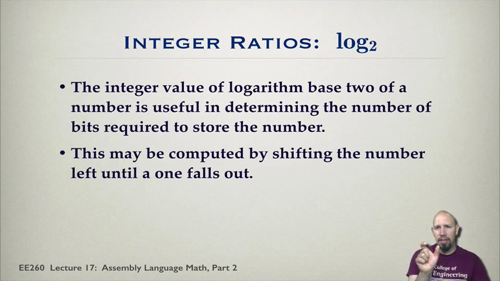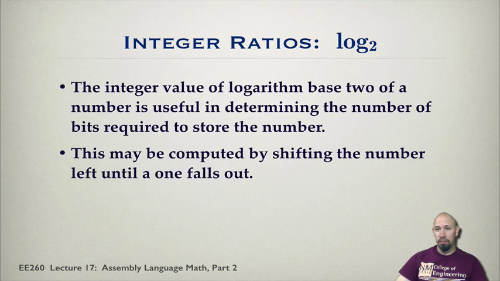So if you have a number, 65537, how many bits does it take to store that number? If you take the log base 2 of that quantity, that will give you the number of bits. The integer portion of that is going to tell you how many bits. If you have 3 point something, that means you're going to take at least 3 bits, maybe 4. If it's 2.9 something, then 3 bits should handle it, right? So this may be computed by shifting the number left until a 1 falls out.